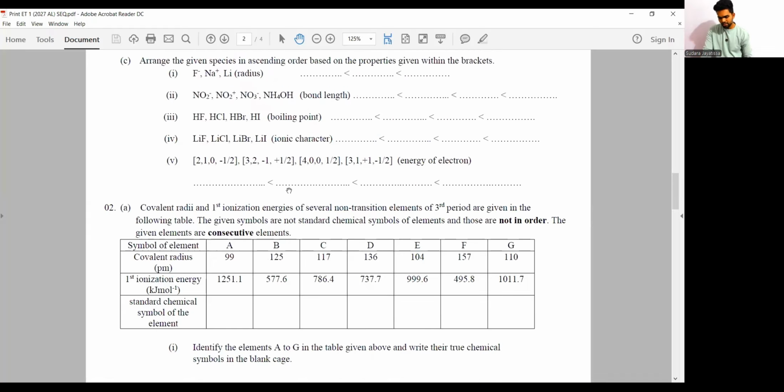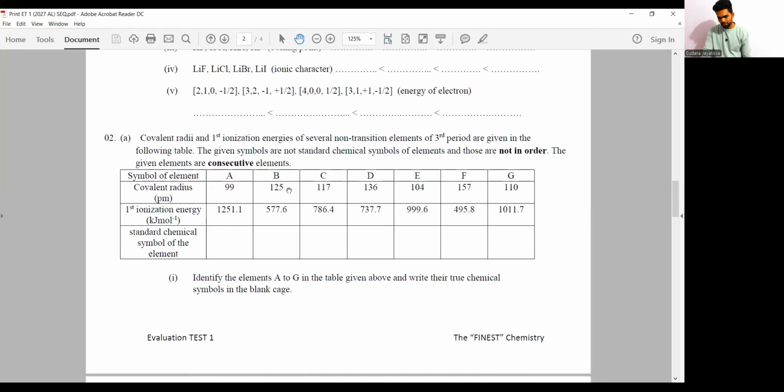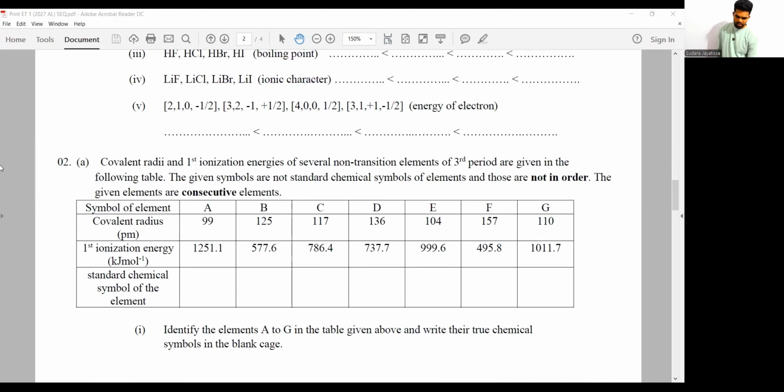This will be our final discussion about the evaluation test one paper, right? So I'll show you our structured essay second question. Okay, first part is about periodic properties and the second part is about hydrogen emission spectrum, right? Now look at the information they have given about our question, right?